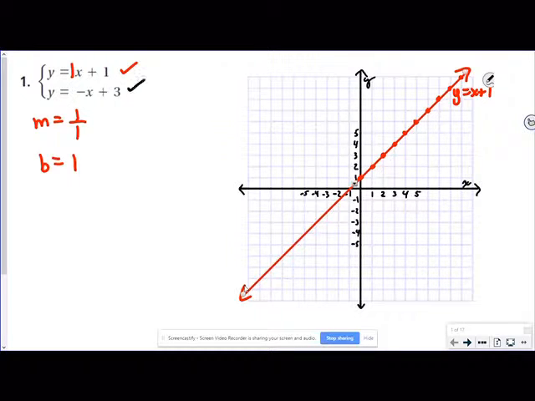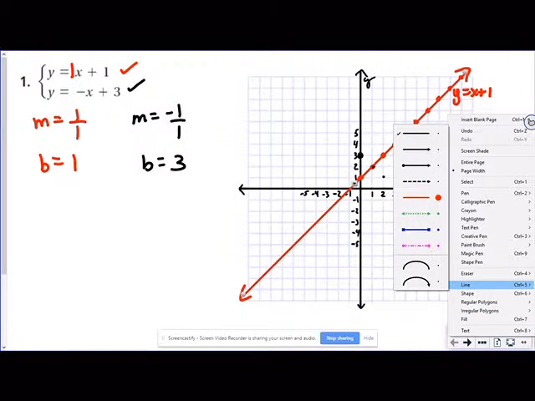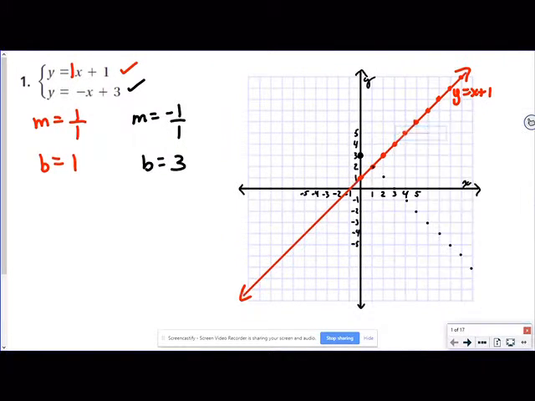Second one, again, already in slope-intercept form. My m is equal to negative 1 over 1 this time. My beginning being at 3. Start at 3, go down 1 and over 1 all the way through. You can see already where the point of intersection is, which is great. Again, for all of your lines, regardless of the fact that you can see them, they should still be edge to edge, because you never know where it's going to end up.